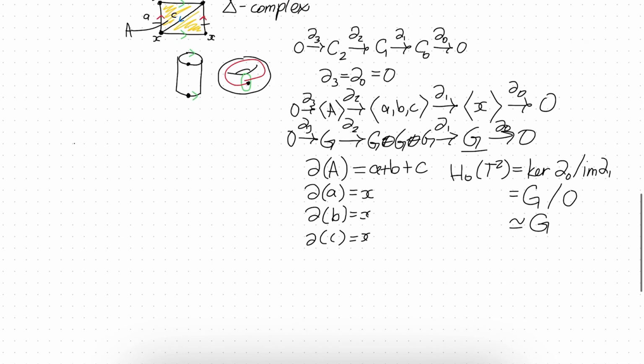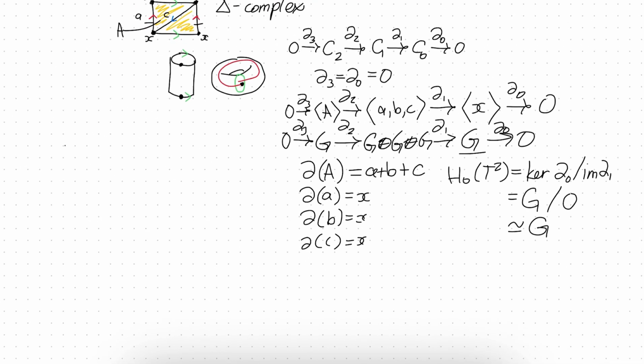And that shows because T2 is a path-connected space of only one component. So it's really just one copy of your coefficient group. Okay.